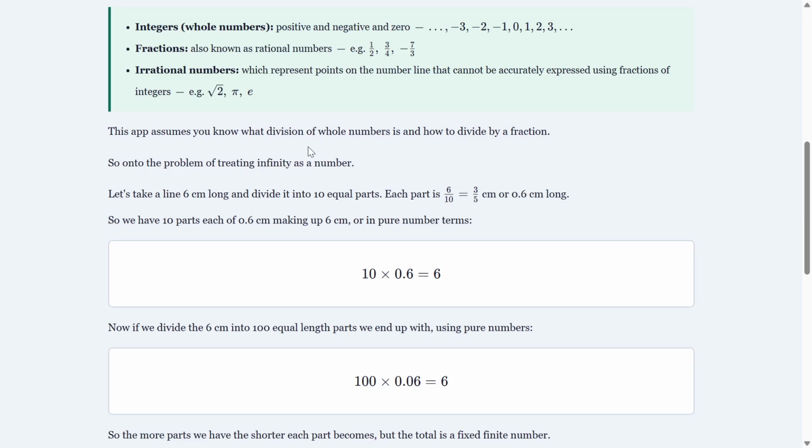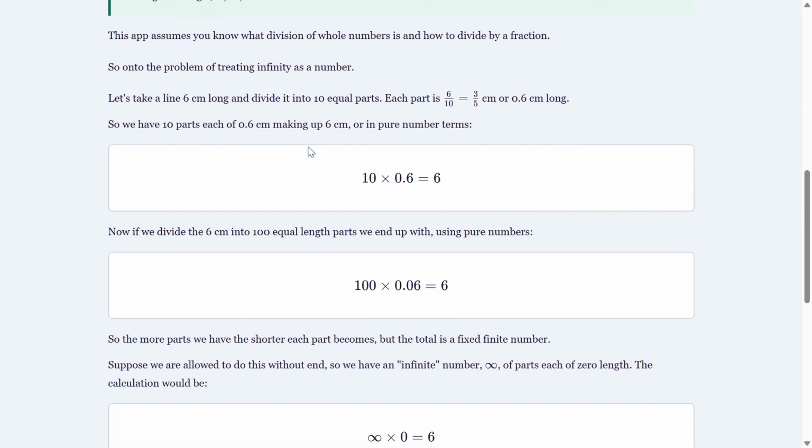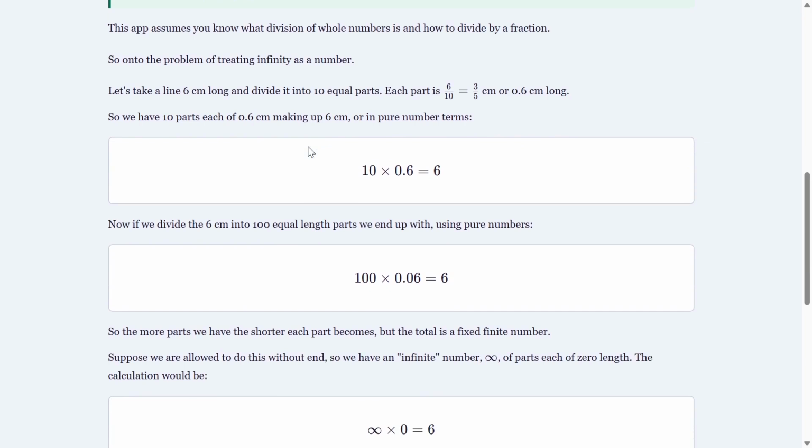And in this app, we'll assume that you know what a whole number is and how to divide whole numbers to make fractions.